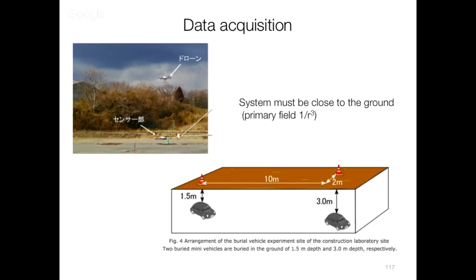Then you put it together, and remember, the primary field decays as one over R cubed, right? So that's an issue. You want to be as close as possible. If you've got two cars, one 1.5 meters down and one 3 meters down, the difference between these depths is actually quite a bit when you're talking about 1 over R.